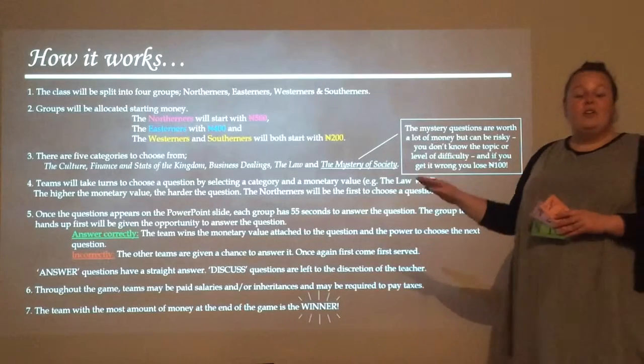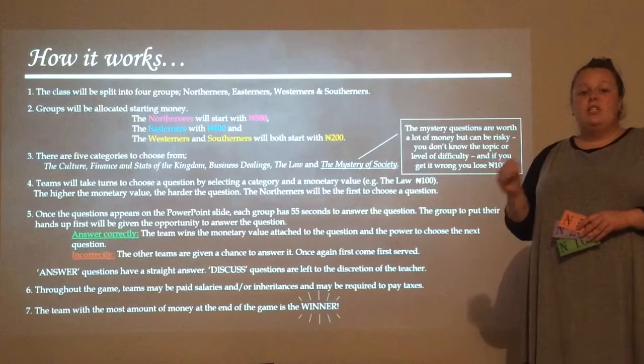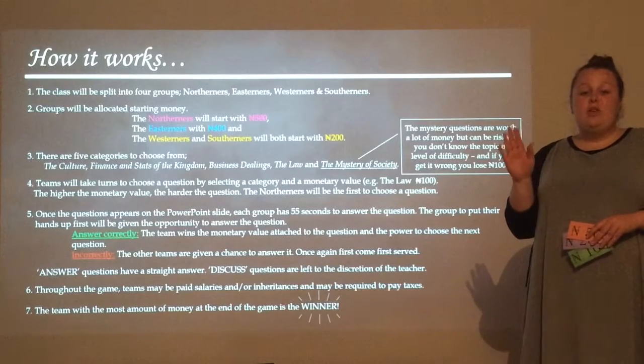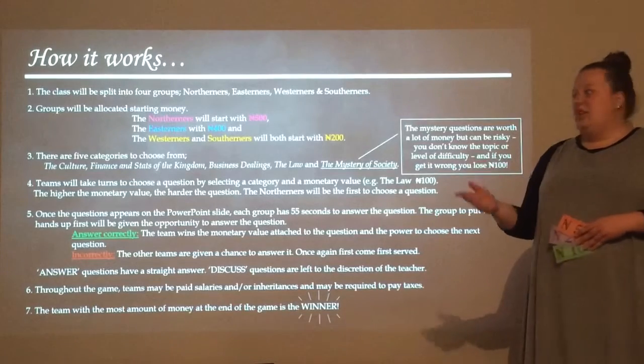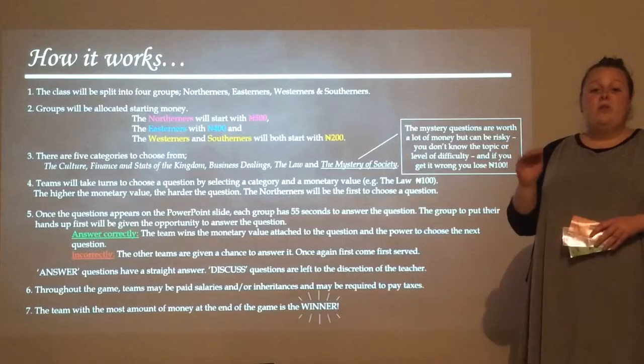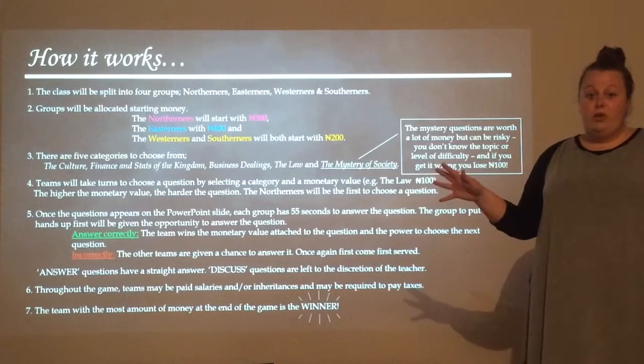Northerners will choose the first question by selecting a category and a value. Once the question is selected, the students have 55 seconds to answer, and the first group to put their hand up is given the opportunity to answer. If they answer correctly, they get the value it was worth, and they also get the power to choose the next question. If it's incorrect, it goes back to all the groups.